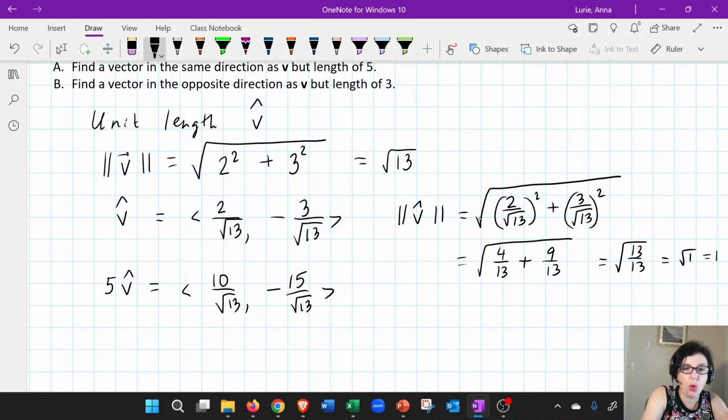Now, if it says opposite direction, and now it wants length of 3, you would make it -3 times v with the hat. So you're multiplying each component of v with the hat by -3 this time. Why negative? Because this should have opposite direction. So this will become -6 divided by the square root of 13, and then -3 times -3 will be +9 divided by the square root of 13.